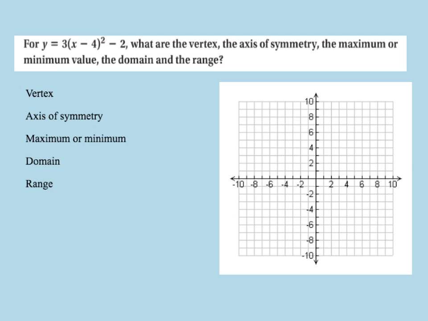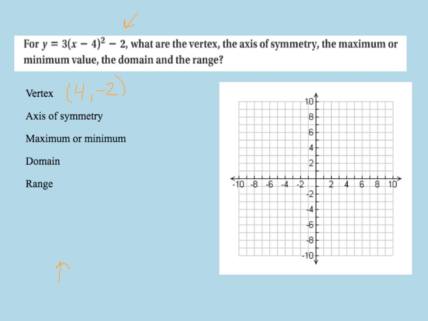So if I look at my first problem here, I'm going to want to graph this, but first I'm going to figure out all of this information on the left, and that's going to help me graph. My vertex, on the inside, it doesn't move at all, so it's a positive 4. Outside, it's down 2. Your vertex will help you with both the axis of symmetry and your maximum or minimum.